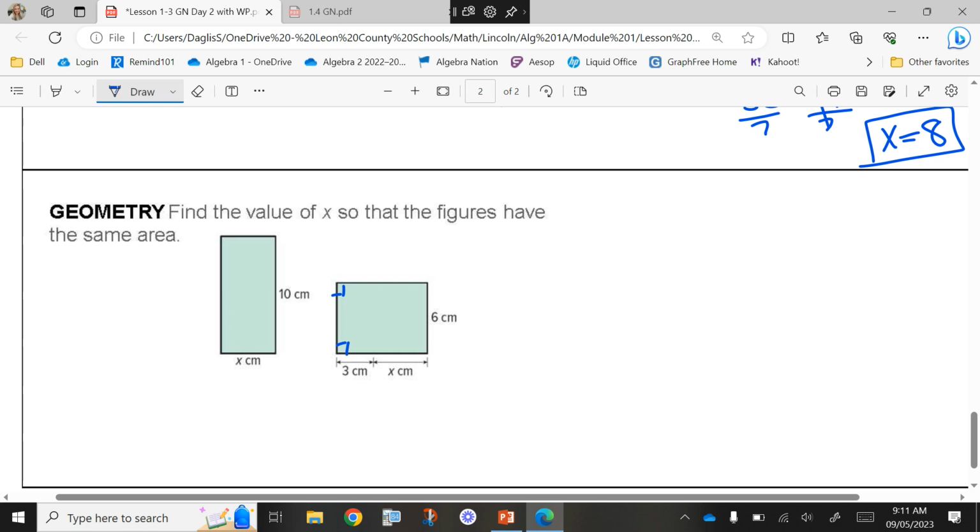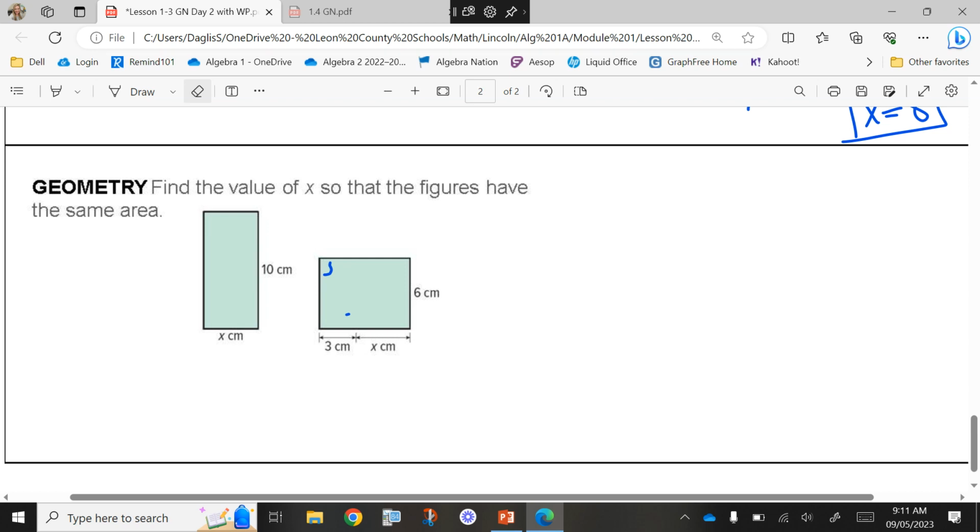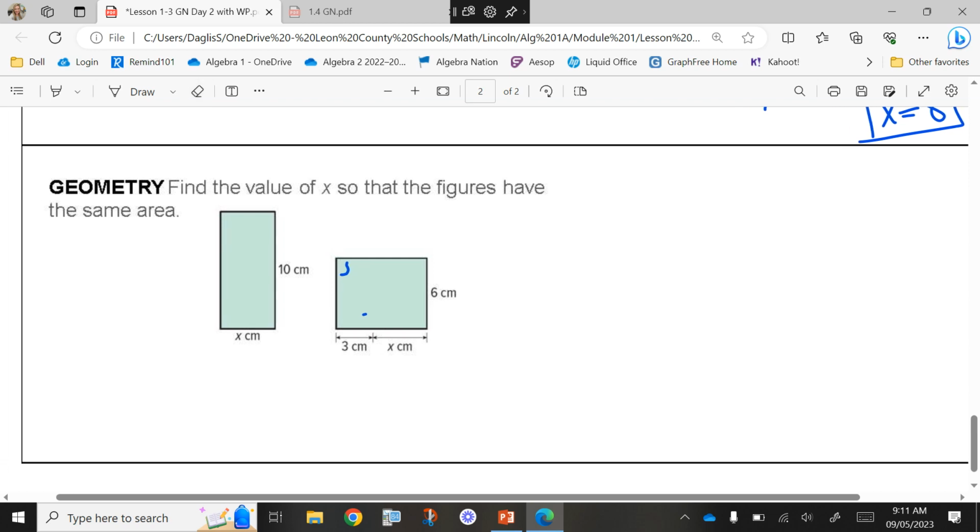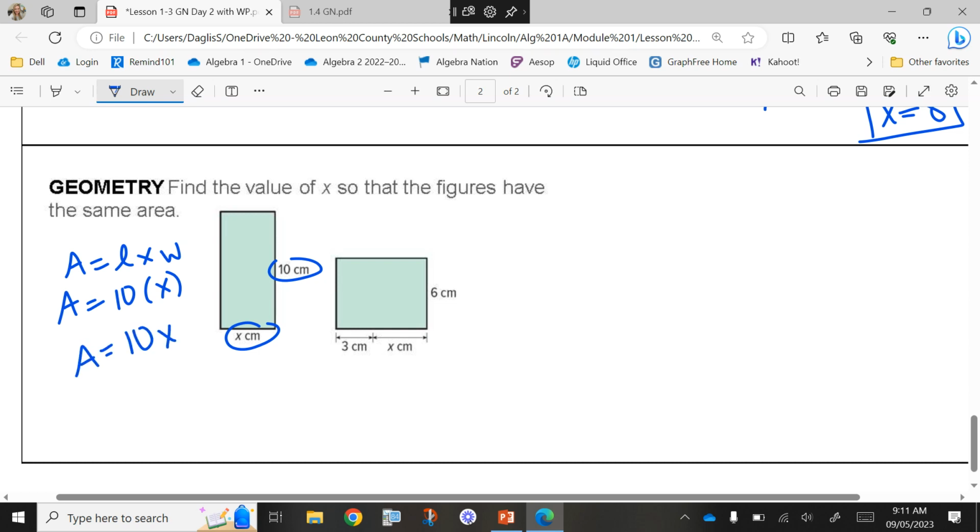Yeah, so let's just assume, and regardless, the formula is the same though. Even if you thought it was a square, you're still going to do length times width. So your formula would not change. Let's do it. So we need length times width. For the area of my first rectangle, we have 10 and we have x. So we're going to do 10 times x, which is 10x.